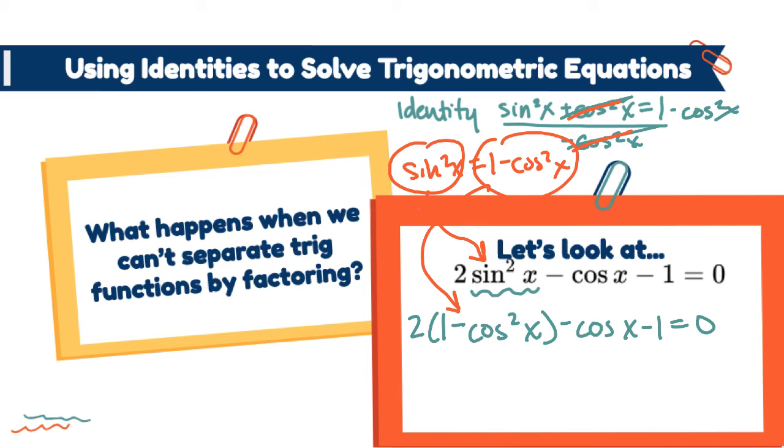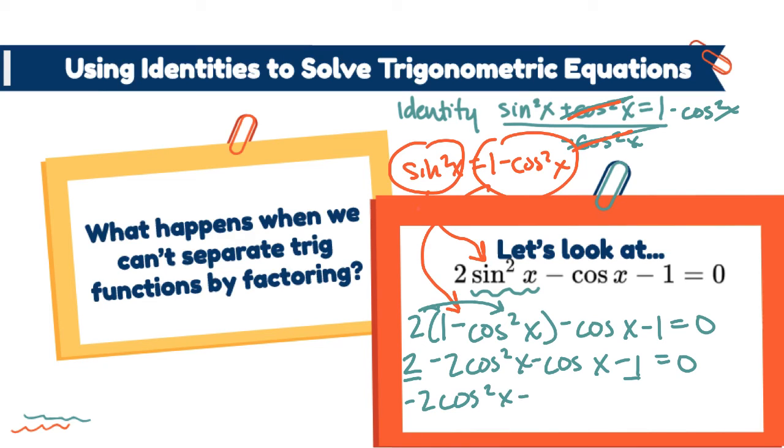So we can simplify it. The next step we take is to distribute the 2 to both of these terms here: 2 minus 2 cosine squared x minus cosine x minus 1. Combine like terms. 2 minus 1 is 1, so this becomes negative 2 cosine squared x minus cosine x plus 1 equals 0. And now we can multiply both sides by negative 1.